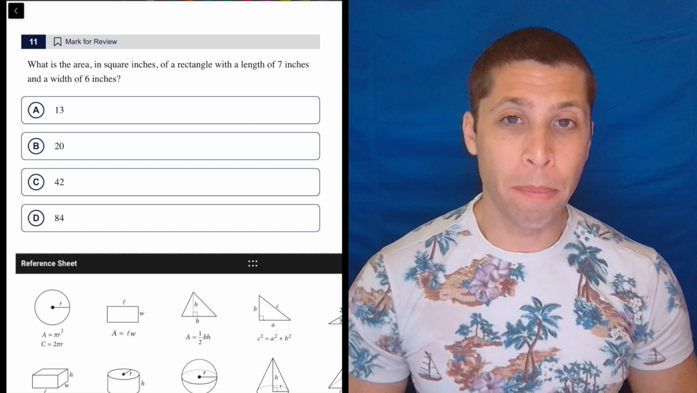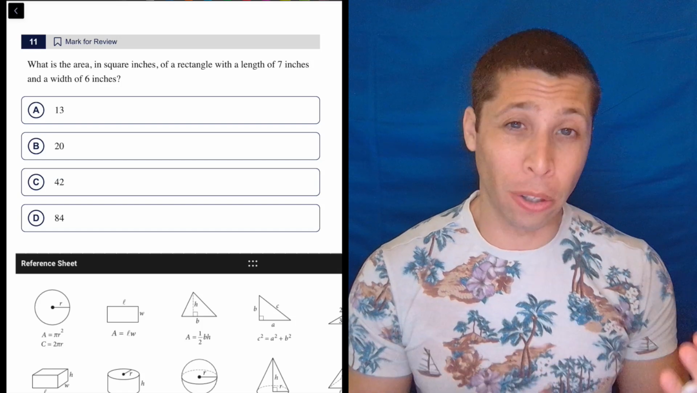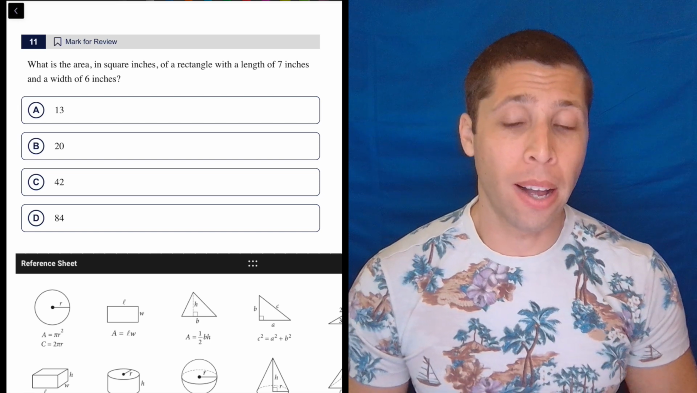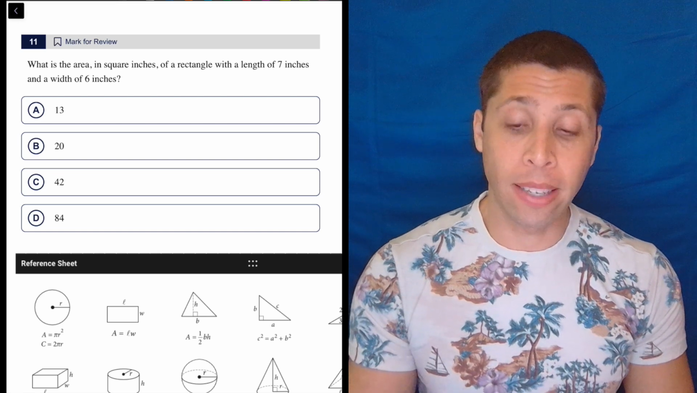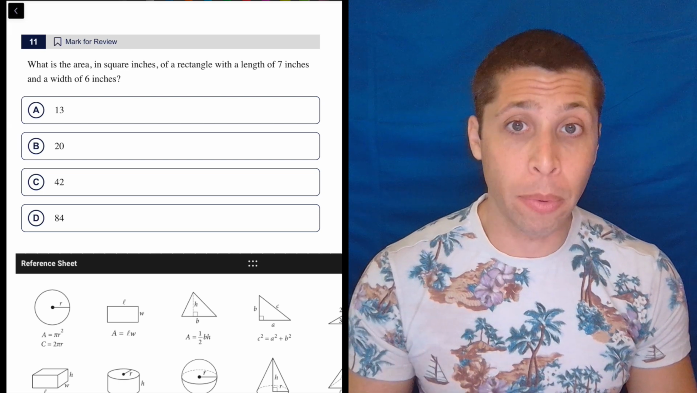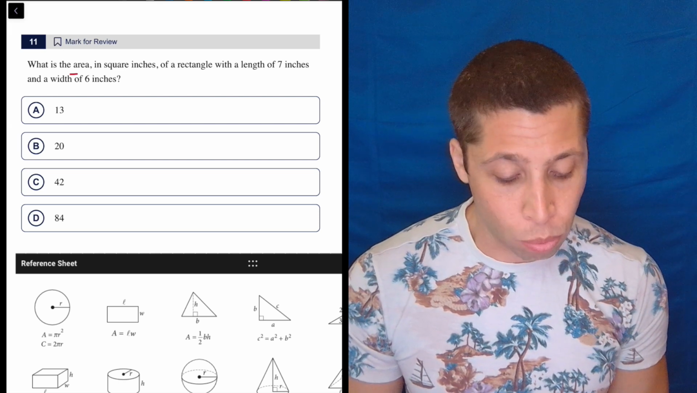So there's not going to be very much geometry on the PSAT for 8th and ninth graders. You haven't learned much geometry in school yet, but the stuff that they are going to ask about is usually going to be pretty straightforward, and it's going to be things where we probably have the formulas that we need from the reference chart. So this is just asking for the area of a rectangle.